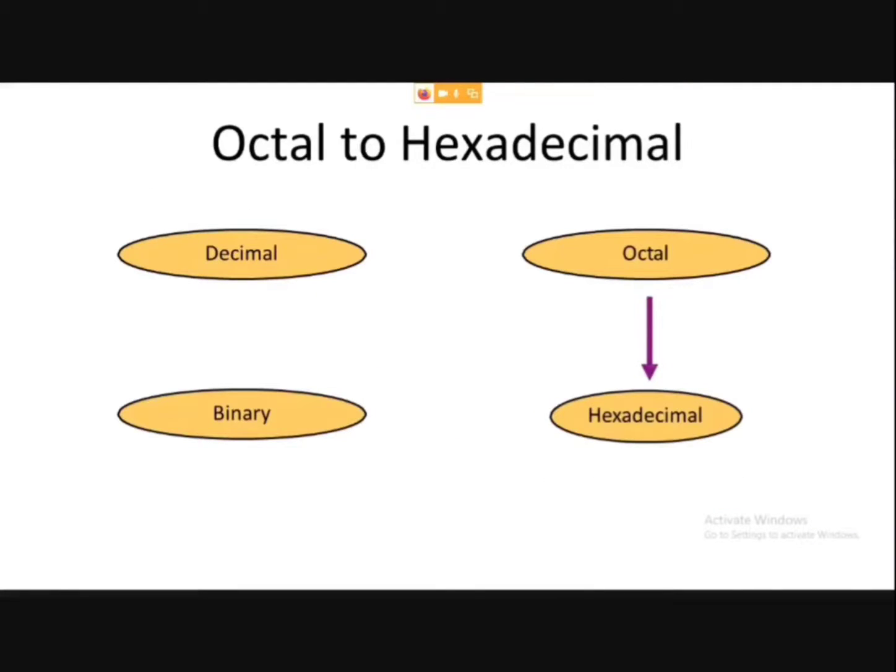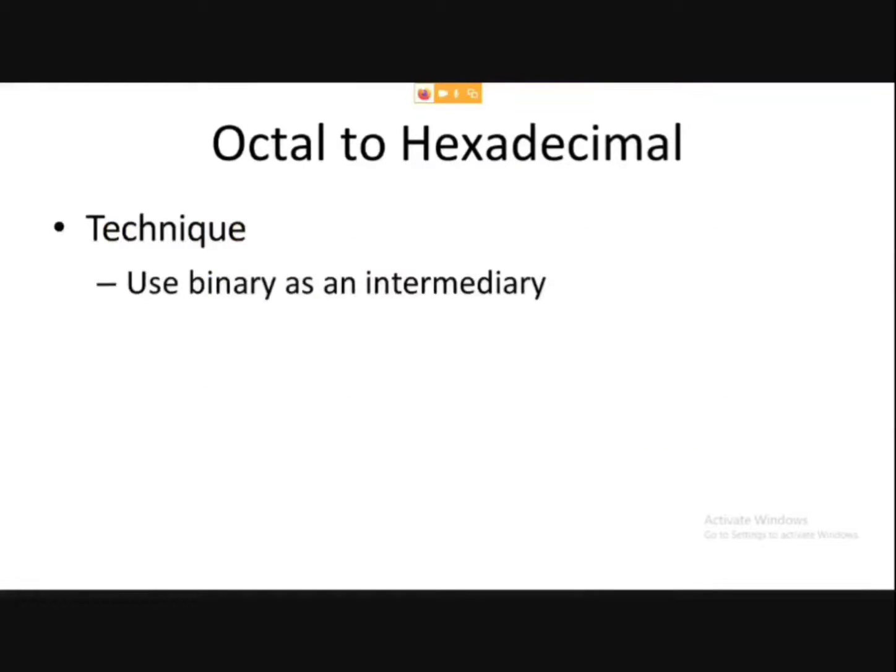Now for octal to hexadecimal and hexadecimal to octal, we have to use binary as an intermediate. Okay, there is no other method. Either we can use decimal as an intermediate or binary as an intermediate, but using binary is an easier option because we have seen that the relation between binary and octal, and binary and hexadecimal, is very simple.